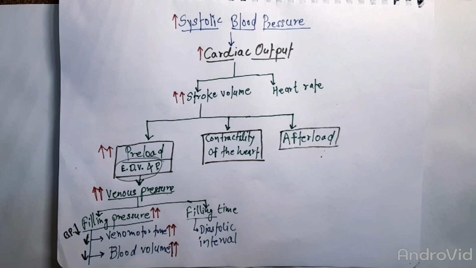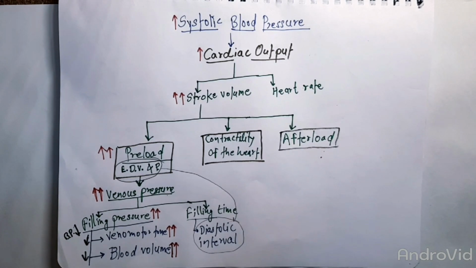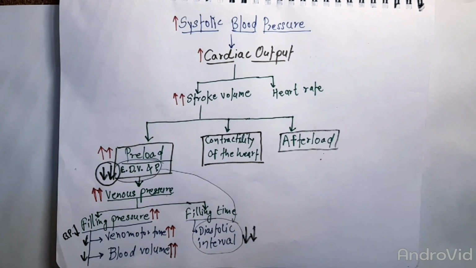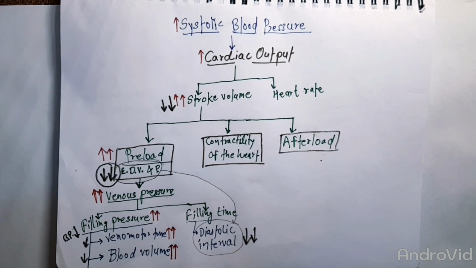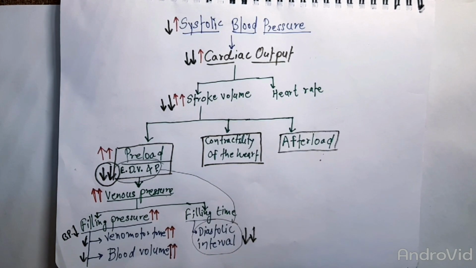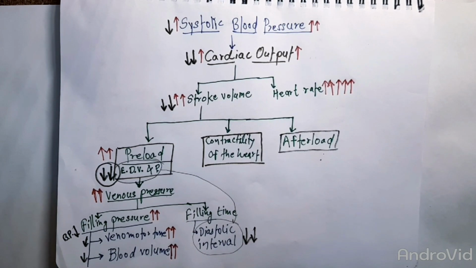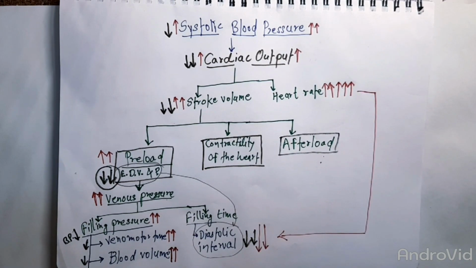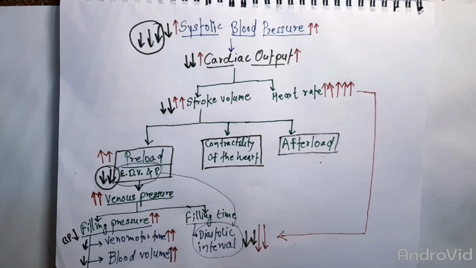The end diastolic volume also depends on the duration of diastole. If this interval is less, then the end diastolic volume and pressure will also be less. So the stroke volume will decrease and cardiac output will also decrease. So the systolic pressure will be decreased. When we increase the heart rate, initially the blood pressure will increase because the cardiac output increases, but if the heart rate is further increased, then it will lead to a decrease in the diastolic interval. So the systolic blood pressure will also be decreased.